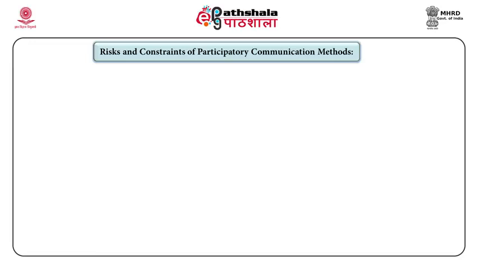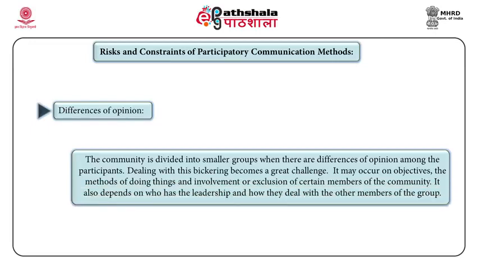The first risk is the difference of opinion. The community is divided into smaller groups when there are differences of opinion among the participants. Dealing with this bickering becomes a great challenge. It may occur on objectives, the methods of doing things, and involvement or exclusion of certain members of the community. It also depends on who has the leadership and how they deal with the other members of the group.